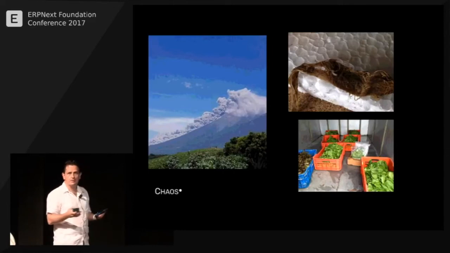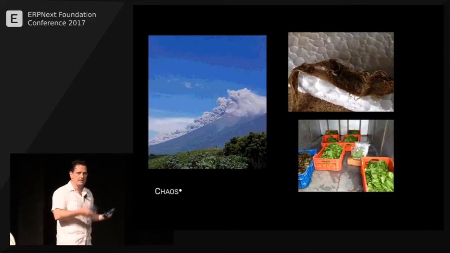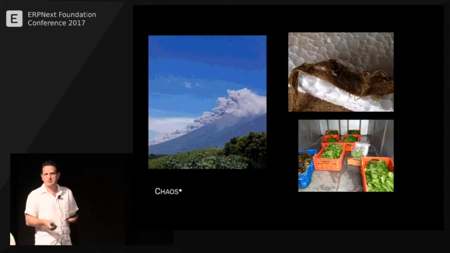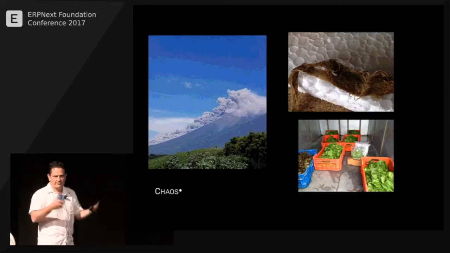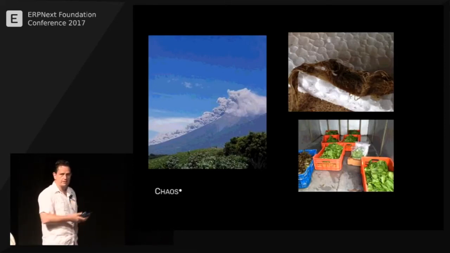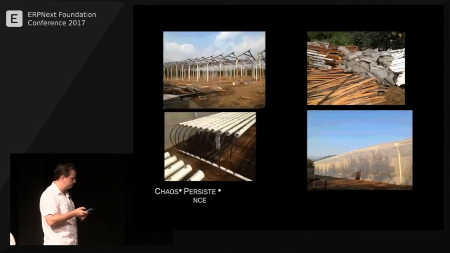So of course, chaos. We get eruptions all the time. So when you get eruptions, you get ash on top of your greenhouses. You have to clean up. People get evacuated. We had some troubles with the production, some pests. Everything was very disorganized when we were beginning to deliver. But with time, we persisted.